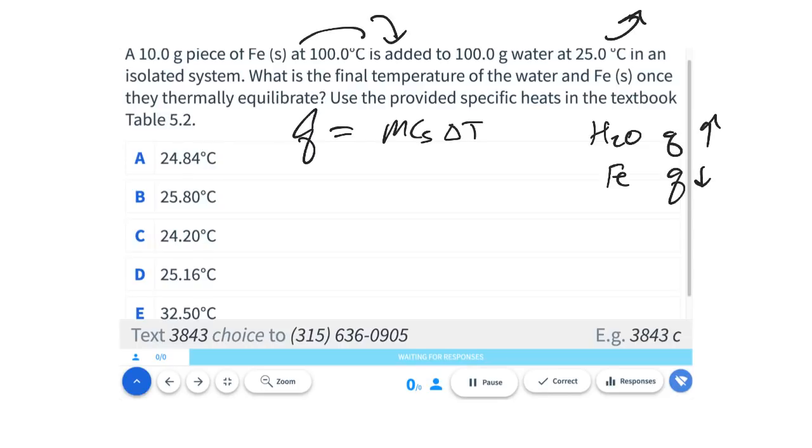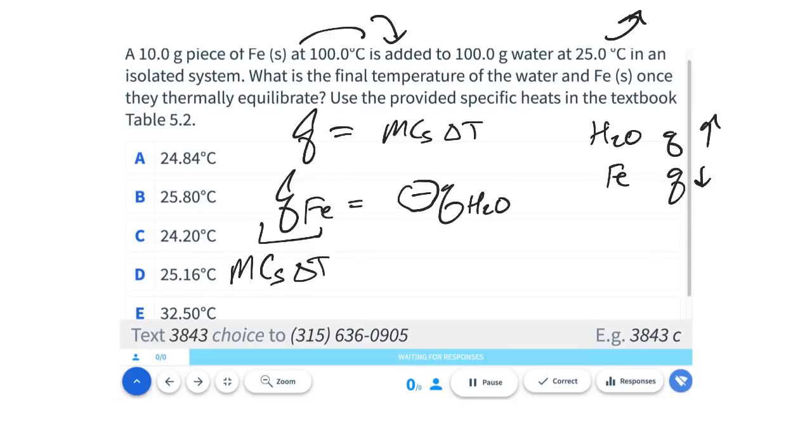Okay, so one thing we can write is that the Q of, say, the iron is equal to the negative Q of water. It doesn't matter where I put the minus sign. It just says that whatever the heat change of iron is, it's the opposite for water. And so then for iron, I can write, well, it has an mCs delta T. It has its own specific heat. And then water has its own mCs delta T. Okay, now we have to plug in the numbers here for iron on the one side and then for water on the other.